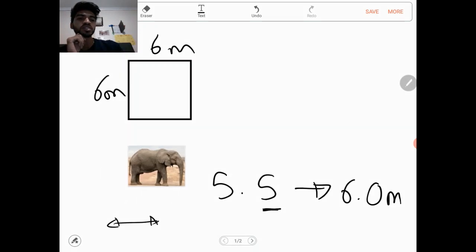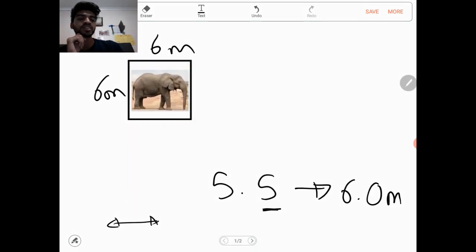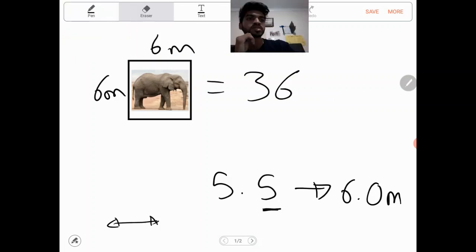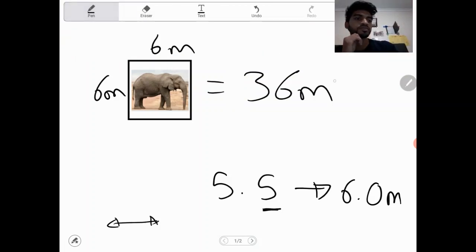But that enclosure would just barely fit the elephant. And an elephant being a very big size, it needs probably a lot more room. So this area is equal to 36 meters squared. But 36 meters squared, we said, isn't enough because as you can see, it's very cramped for the elephant. Just to let you know, I got 36 meters squared because I multiplied the length and the width. So that's how you calculate area, just to recap.